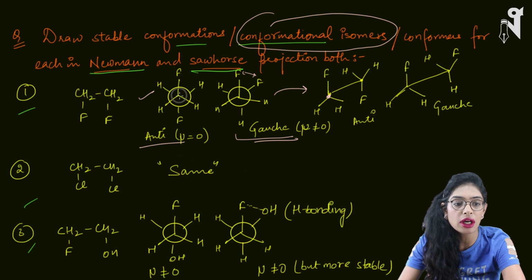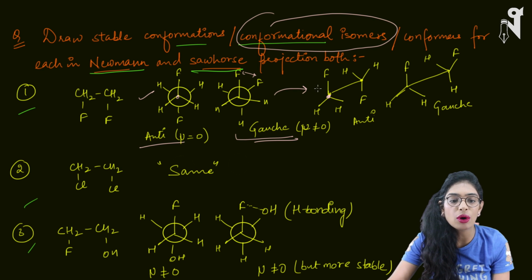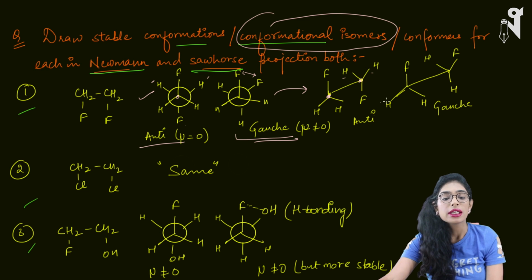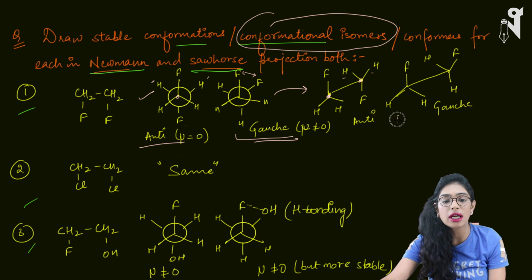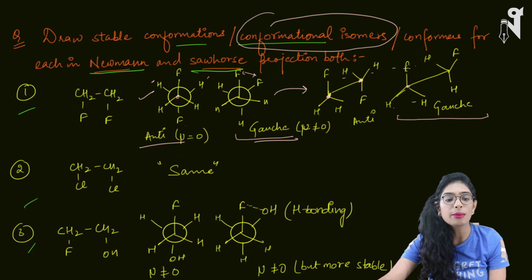So this is your front carbon, just write it as it is, remove the circle behind, show the bond, and then this is your back carbon, and just exactly the same thing you have to write. Hydrogen here, fluorine here, just write hydrogen, hydrogen and fluorine. Similarly for gauche, this is our Sawhorse representation. So in the front carbon, fluorine, hydrogen, hydrogen is mentioned. On the back carbon, hydrogen, fluorine, hydrogen. Exactly the same way we have written hydrogen, fluorine and hydrogen.